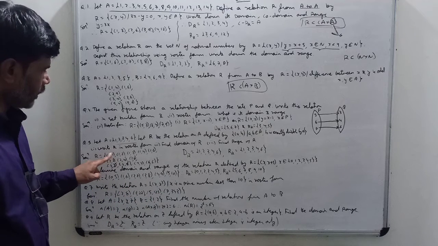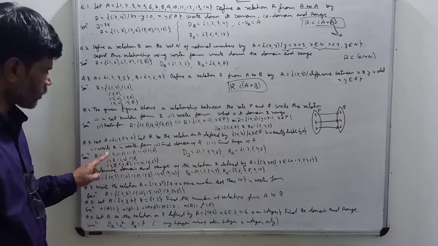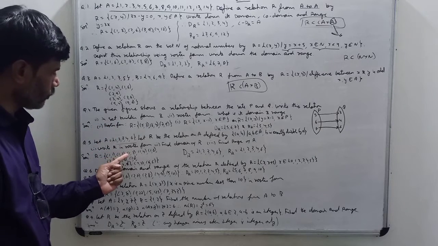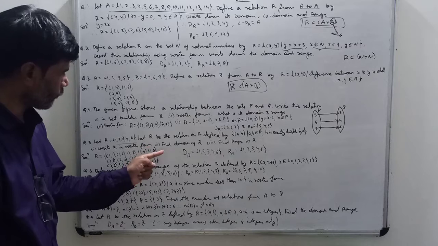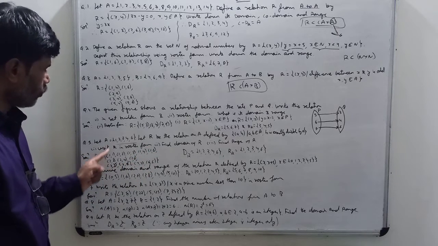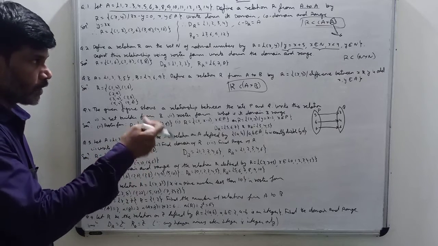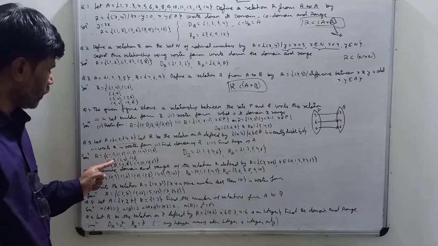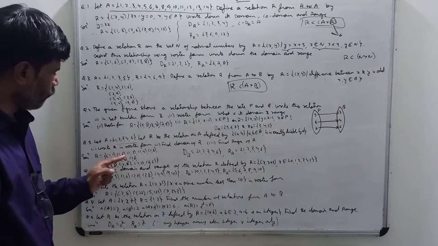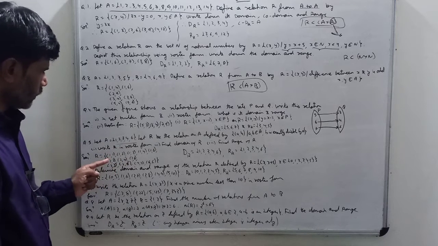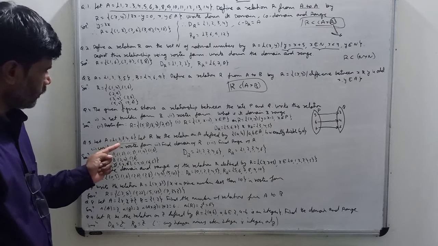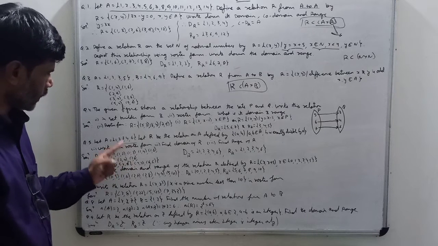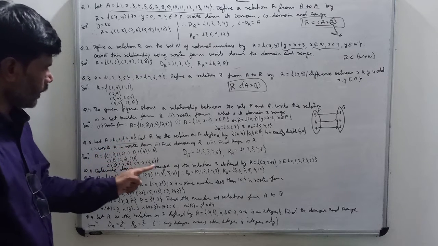So (1,1), yes. Is 1 divisible by 1? Yes. Or we can say 1 is a multiple of 1? Yes. (1,2), (1,3), (1,4), (1,6). Then (2,1) will not come, because 1 is not divisible by 2, or 1 is not coming inside the table of 2. So (2,2), then (2,4), (2,6), then (3,3); (3,4) will not come, then (3,6), okay, then (4,4) and (6,6).